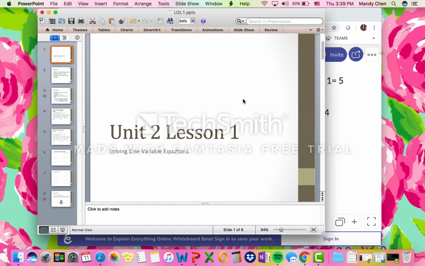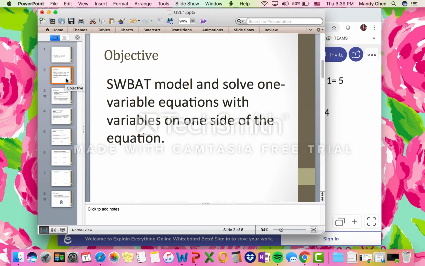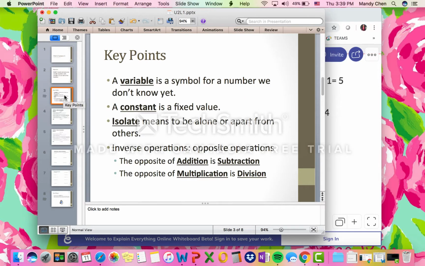Hello, welcome to Unit 2, Lesson 1, Solving One-Variable Equations. Within this lesson, scholars will be able to model and solve one-variable equations and equations with variables on one side.